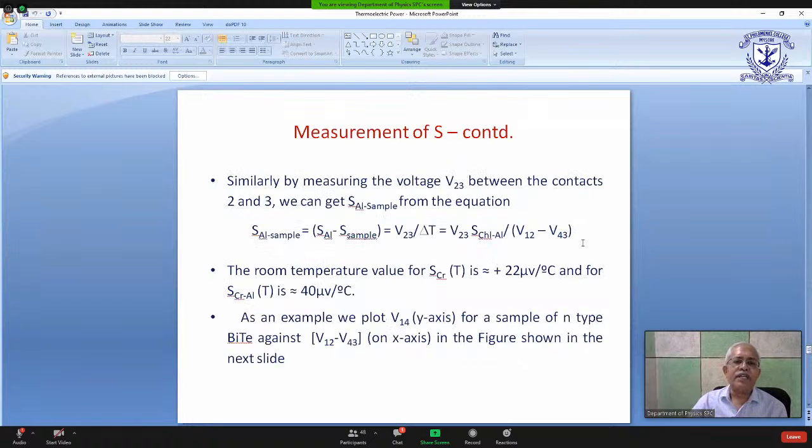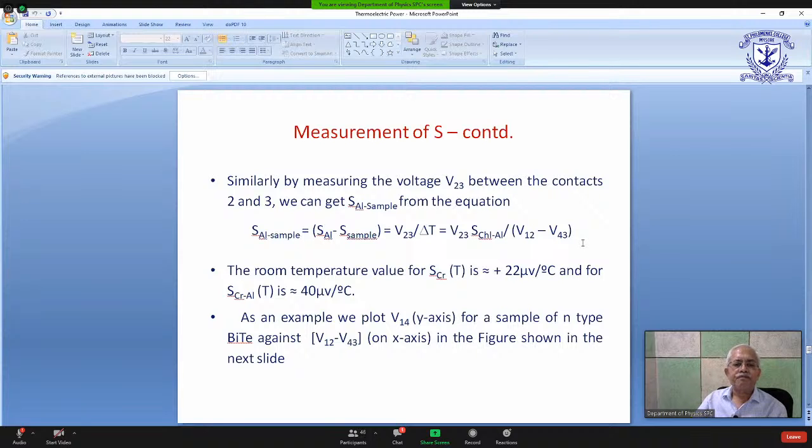And next what we can do is we can also measure the voltage across terminals 2 and 3, and that gives us the Seebeck coefficient of alumel with the semiconductor sample, which is given by the difference between the Seebeck coefficient of alumel and the semiconductor sample as V23 divided by delta T. So by these measurements, V14 and V23, we can get Seebeck coefficients of the semiconductor with respect to alumel and chromel. Okay.